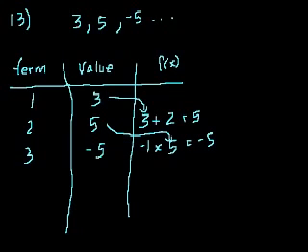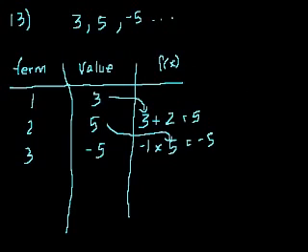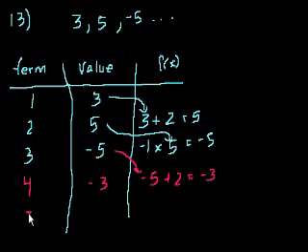And then we add again. I'm going to switch colors just to keep it interesting. So term 4, it's going to be -5 plus 2, which equals -3. Then term 5 is going to be -3 times -1, which equals 3 again, right?